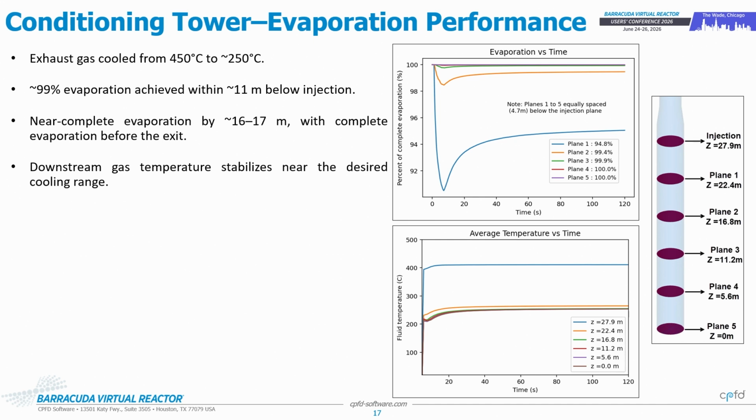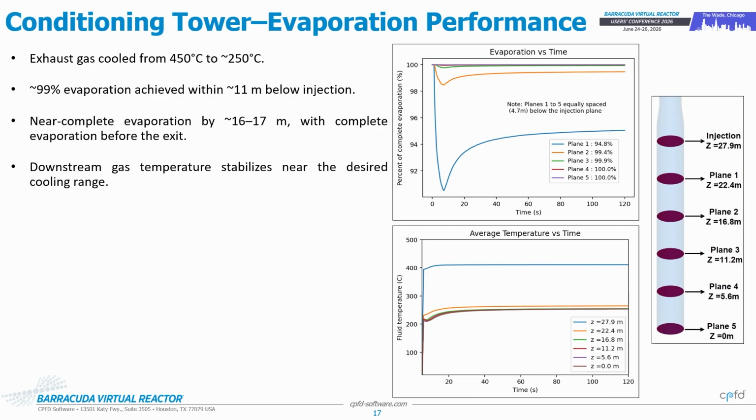And from a temperature standpoint, we can easily see that the gases coming in at about 450 are very quickly cooled to about 250 degrees Celsius. And that's what you see here. There's some variation between plane 1 and plane 2, but from plane 2 to plane 5, the temperature has stabilized.